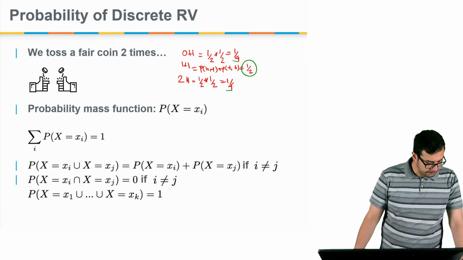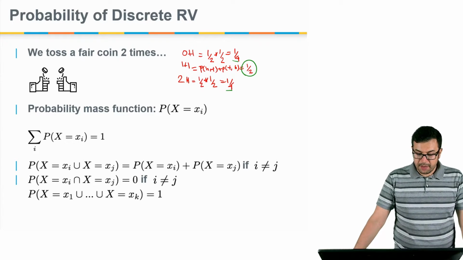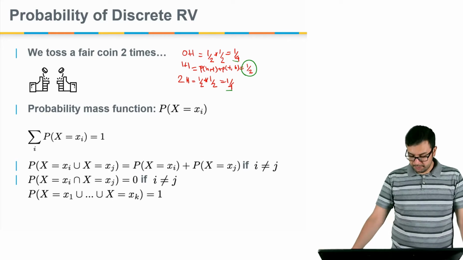To calculate the uncertainty, we define the probability mass function.